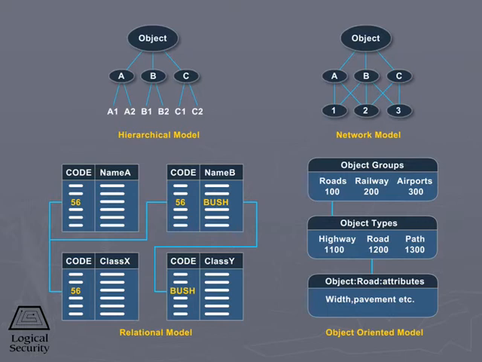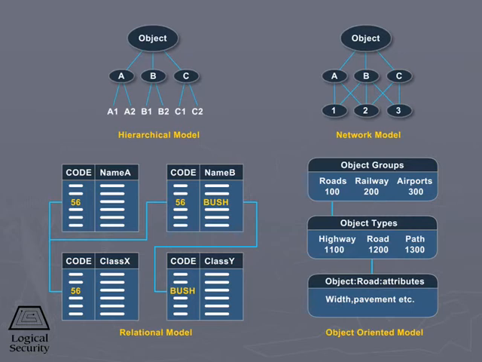In the lower left-hand corner, we see the relational model. In the relational model, this is a 3-dimensional database where we use primary keys and foreign keys to build relational links between different tables. So the information is stored in tables, and there are links between these tables that build relations between this piece of information and that piece of information.